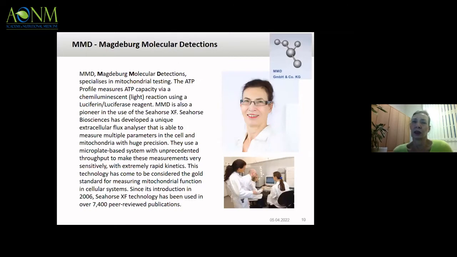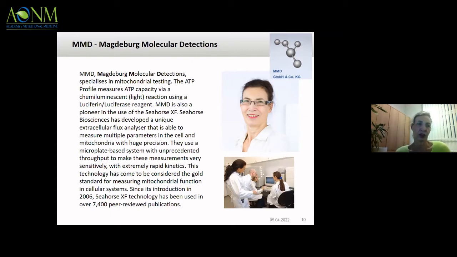So I have a small company. It's called MMD, or Magdeburg Molecular Detections. And we concentrate on the mitochondria and everything that is influencing the mitochondria. So we will always look whether we also look at other parameters like Epstein-Barr virus or T-cell responses. But the central point of our work is really the mitochondria.